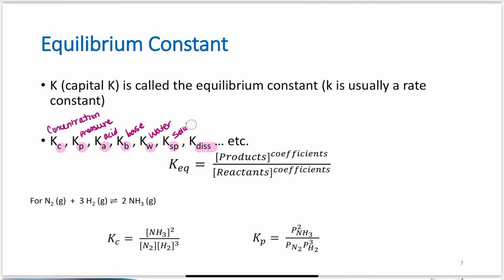Let me write these so you can actually read them. I apologize. I forgot that I have a thicker font on right now. So Kc, C for concentration. P for pressure. A for acid. B for base. W for water. Sp for solubility product.